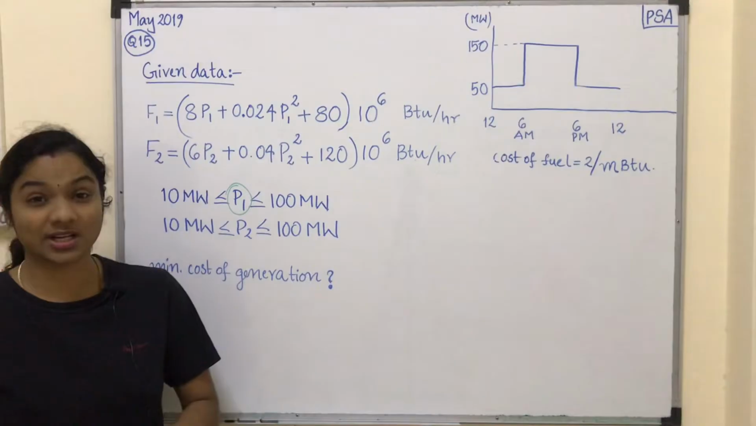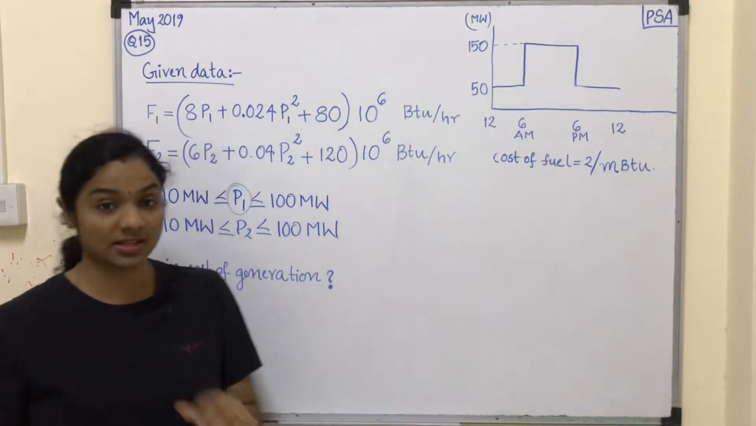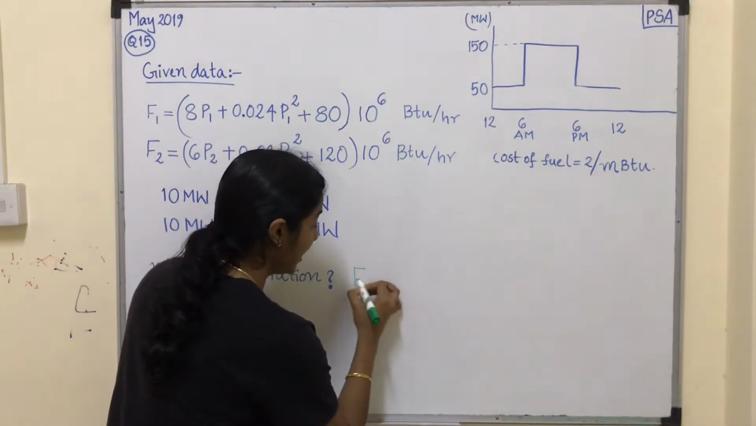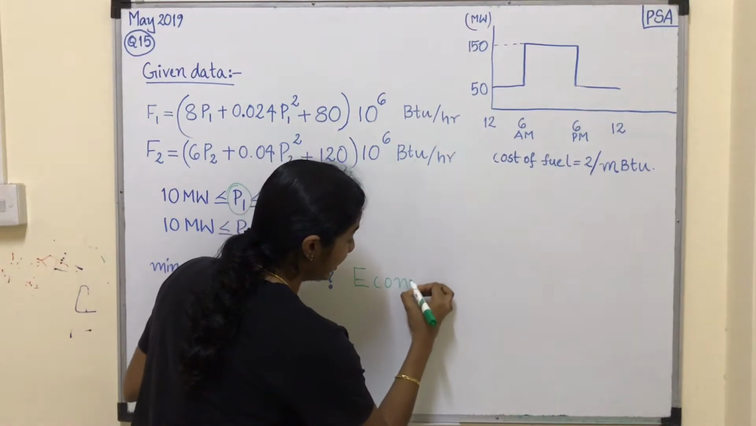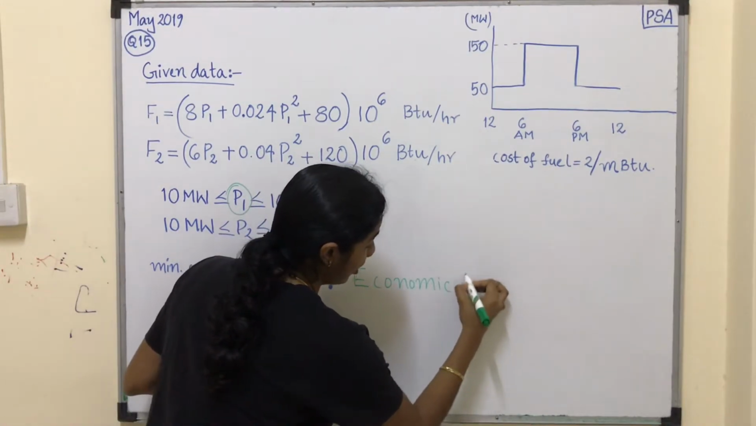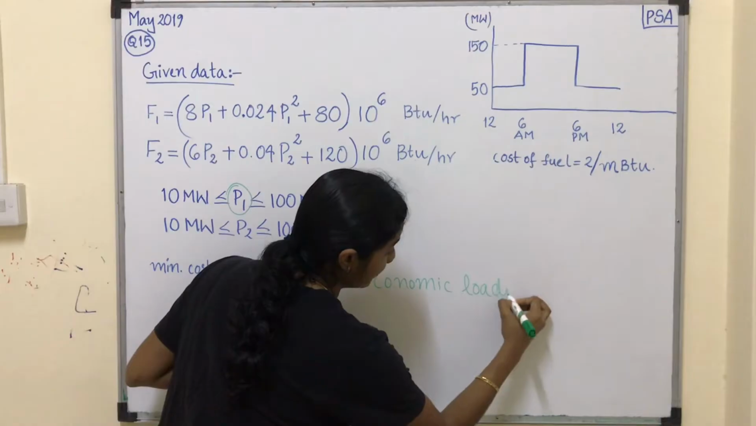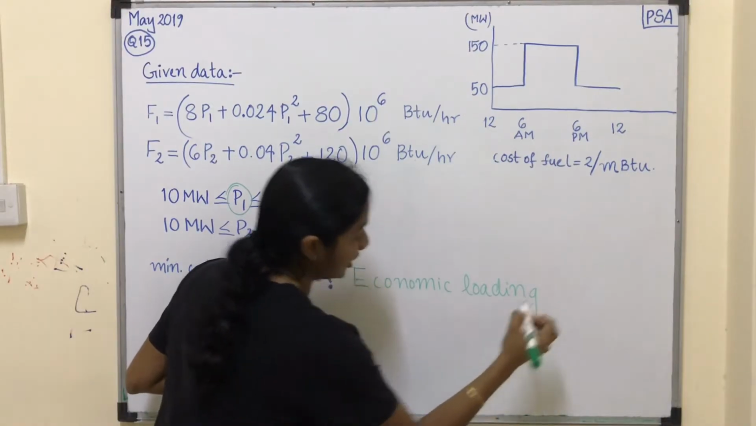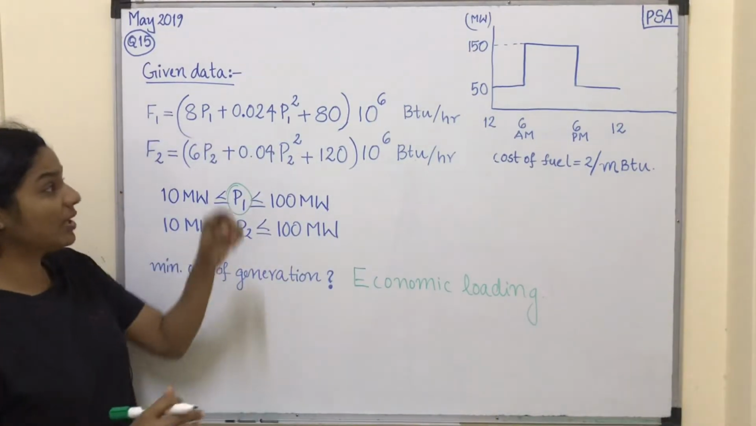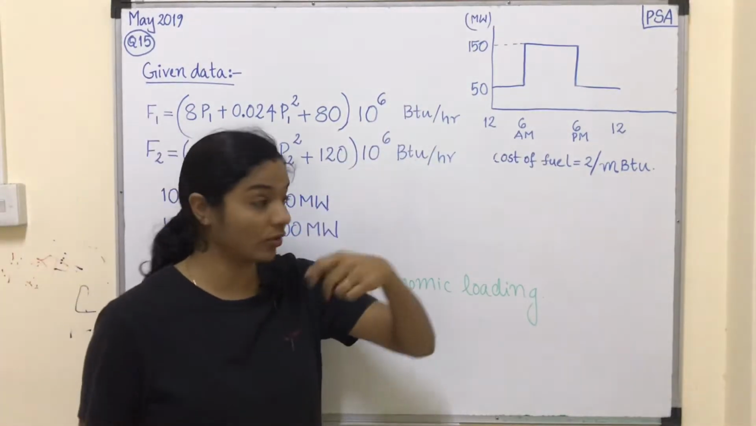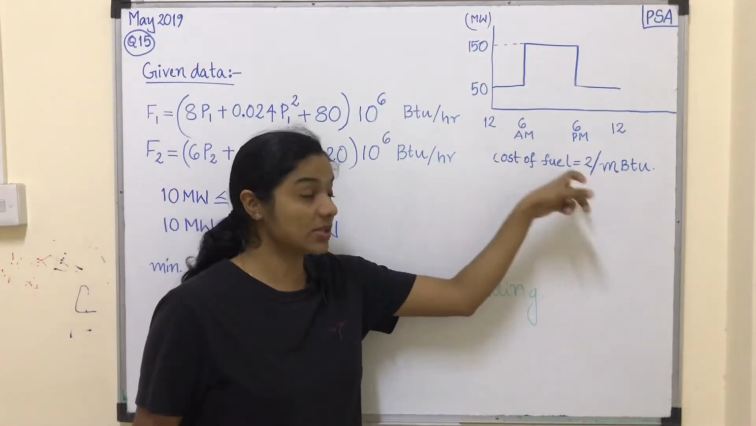Minimum cost of generation means, here we have to apply the economic loading condition. So this is a question based on economic loading. And one more thing, if you have noticed, the cost of fuel is also given in the question.